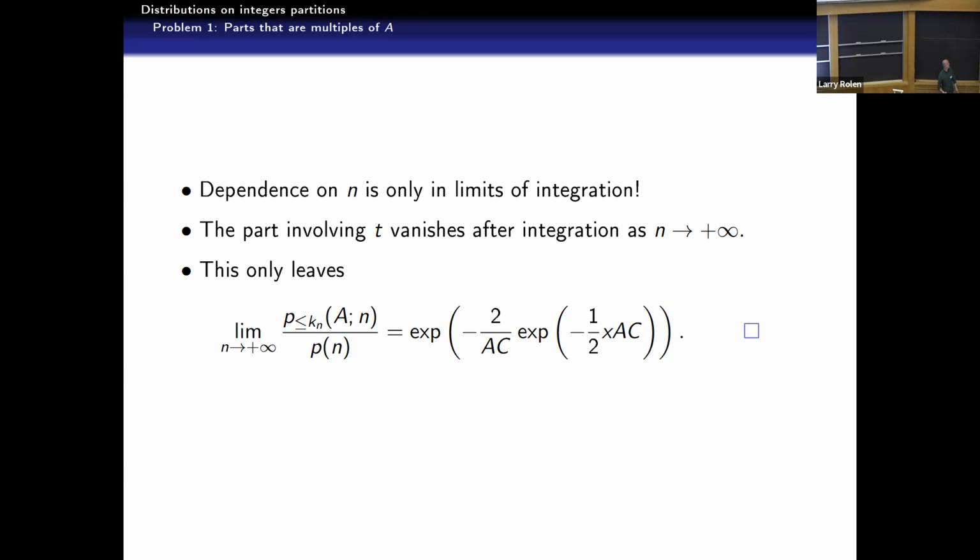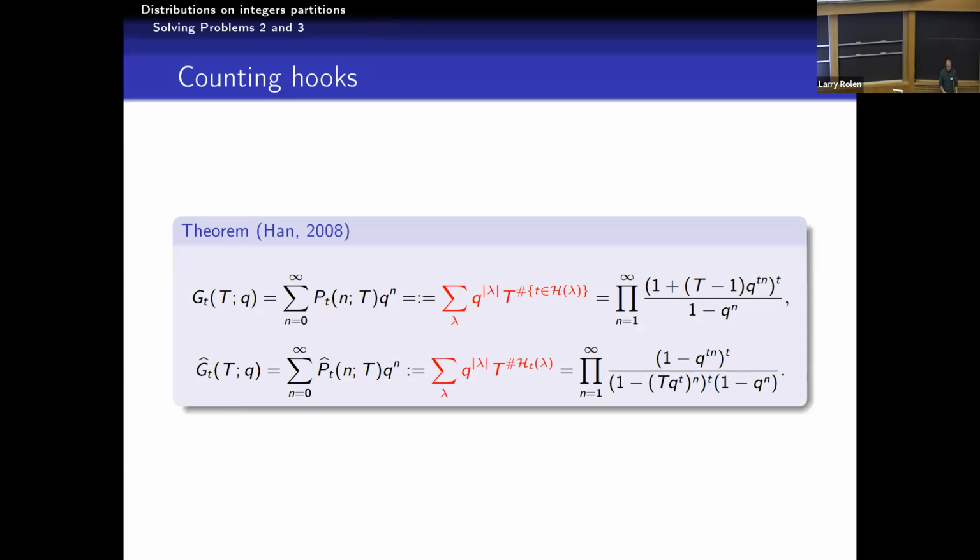Okay. Let's see. So yeah, we're just about out of time, but let me just really quickly say something about problems 2 and 3. Again, the analysis on those is fairly similar. We end up having fairly similar generating functions that we're going to look at here. These come from Han, and this is a really important tool. We couldn't do any of this work without these two generating functions from Han. So this first one counts the number of times t itself shows up in the hook lengths, and the second one is the number of times the multiples of t show up in the hook lengths. Han gives these beautiful exact generating functions.